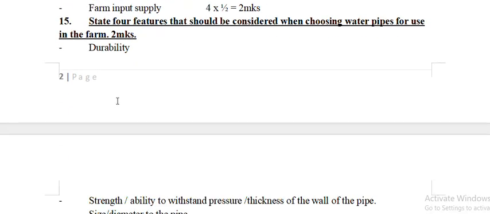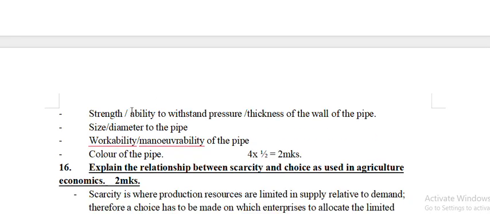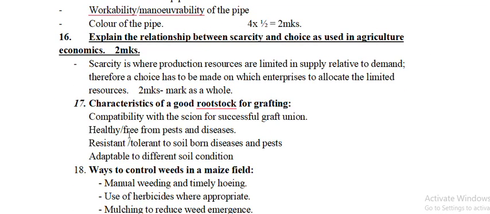Question 15, state 4 features that should be considered when choosing water pipes for use in the farm. The first one, you have durability, then the strength or ability to withstand pressure, or the thickness of the wall of the pipe, and then diameter or size of the pipe, then workability of the pipe and color of the pipe.